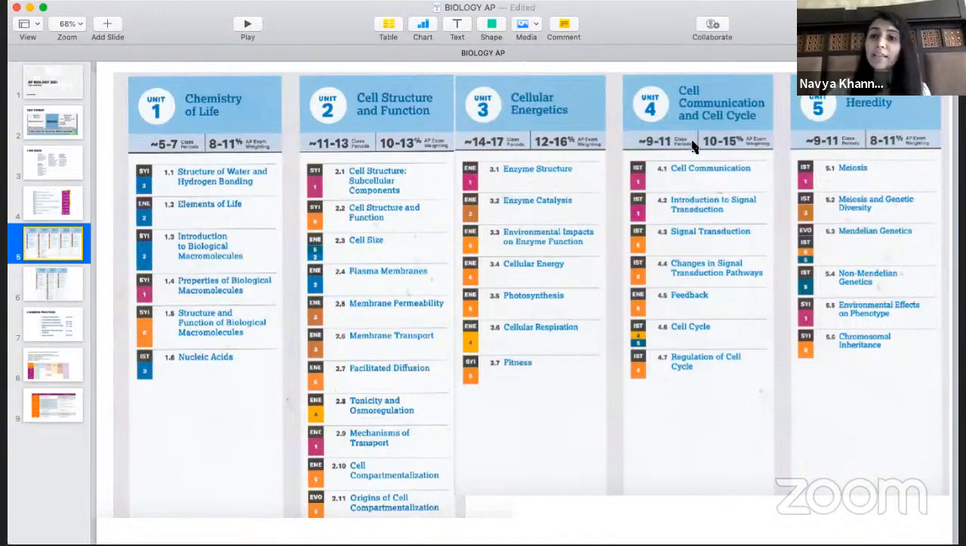Unit 4, cell communication, cell cycle. So Unit 3 and Unit 4 are kind of linked, right? You will find a few chapters that are overlapping here. So cell cycle, right? Signal transduction, the feedback process of any cell communication. All of that is under Unit 4. How do cells communicate within a body, right?